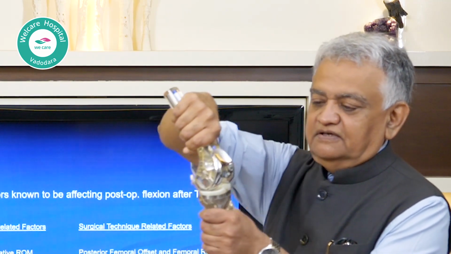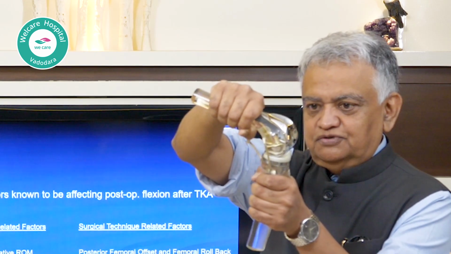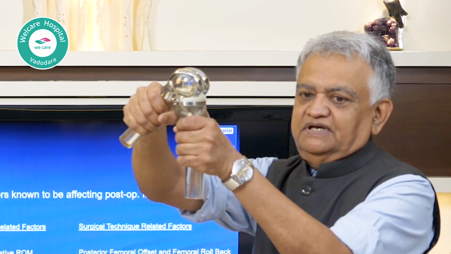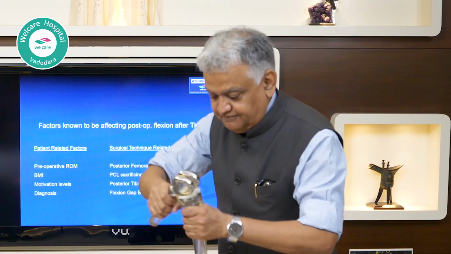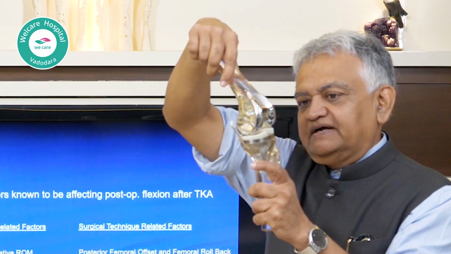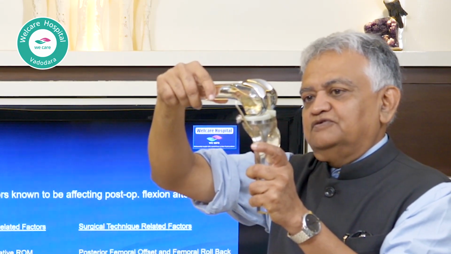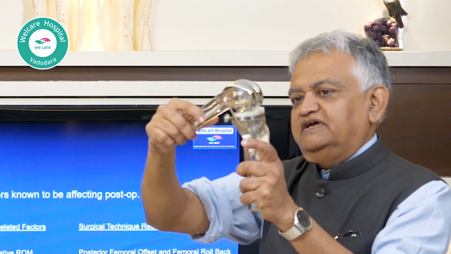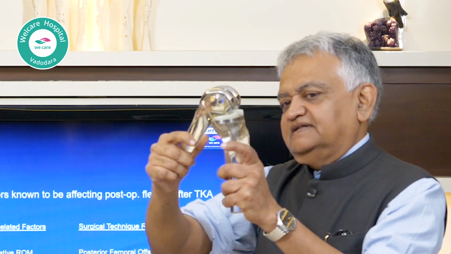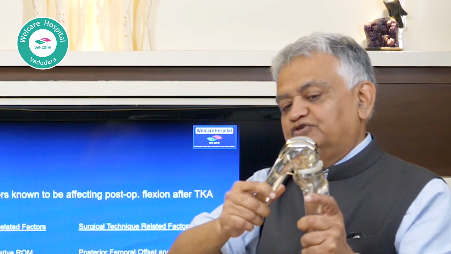So it is not like, see here, if I just do this, the posterior cortex is hit by the posterior tibial lip. Do you see that? And that's the end of the range of movement. Again, if I don't roll the femur back, just make it go into flexion, but staying in the same position on the tibial plateau as it is, it has now hit the posterior cortex.